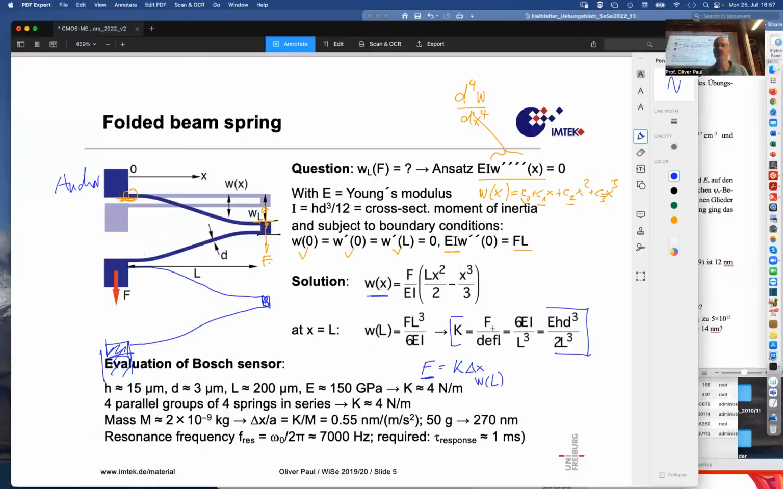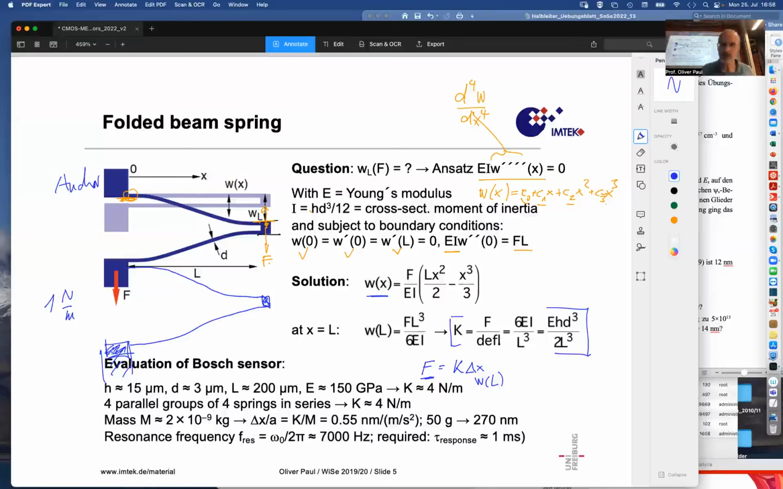Force per deflection. The deflection is now 4 times as large. So the spring constant of this 2 times folded spring is going to be 1 Newton per meter. We only need 1 Newton to deflect this end here by 1 meter, or 1 micronewton to deflect it by 1 micrometer. That's fairly easy to understand.